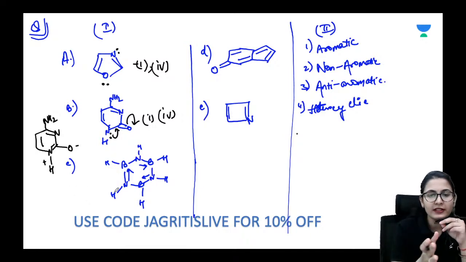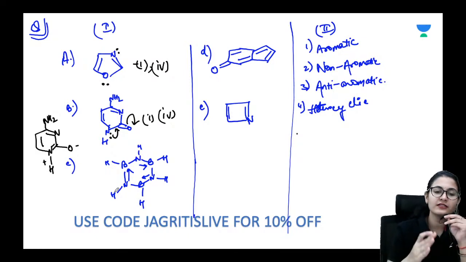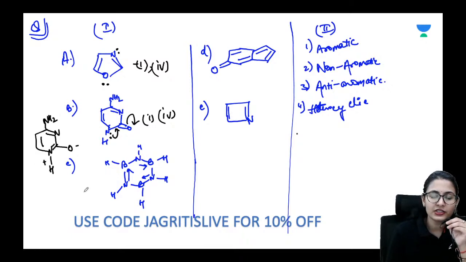Slightly aromatic. ये borazine molecule है. So borazine is your inorganic benzene. It is also considered to be aromatic in nature. Also it is heterocyclic. So 1 and 4 both are correct.